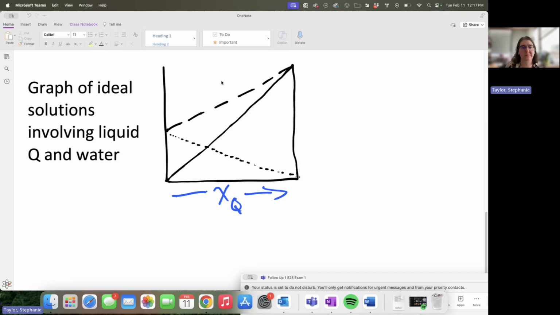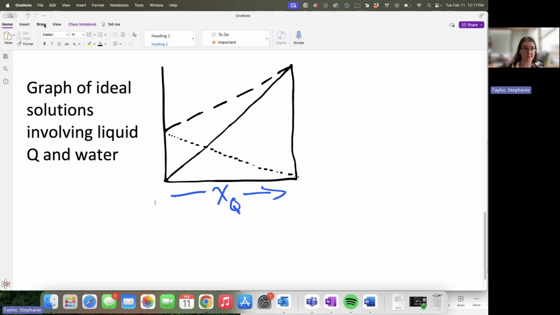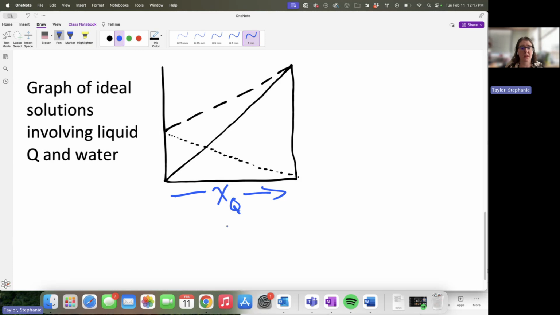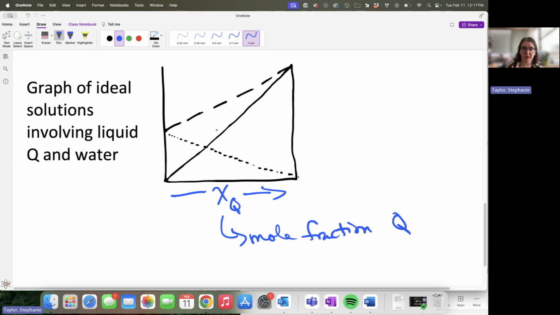So first of all, this graph usually says something like graph of ideal solutions involving, this could be liquid Q and water. So down here on the bottom, the only information we have is this big X, which is supposed to be mole fraction, but it was just going to say X. So it's up to you to remember that that is mole fraction of Q.